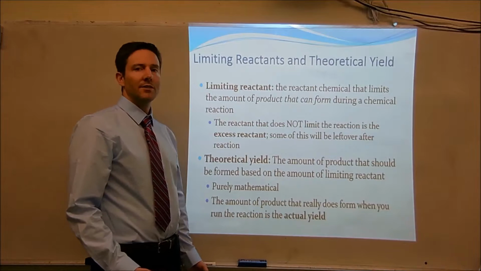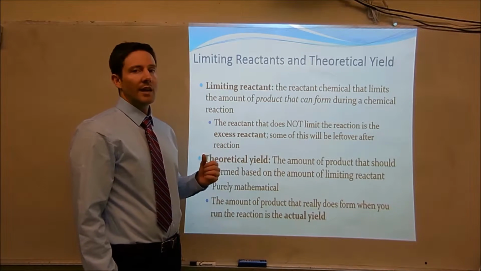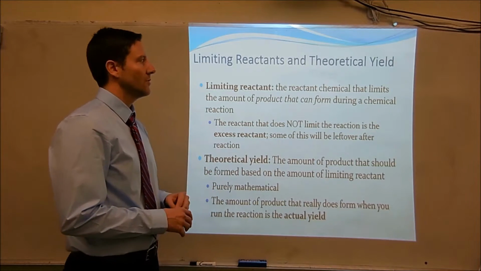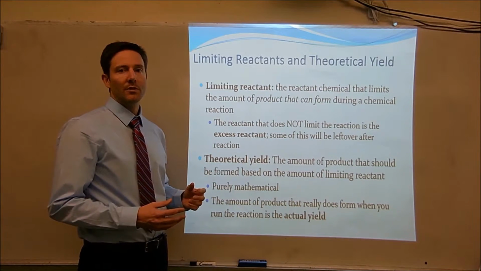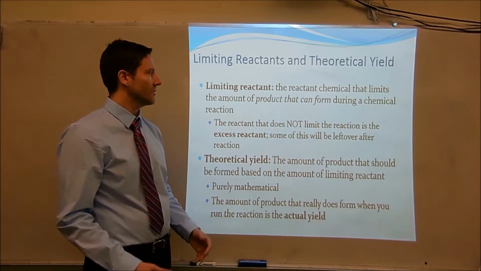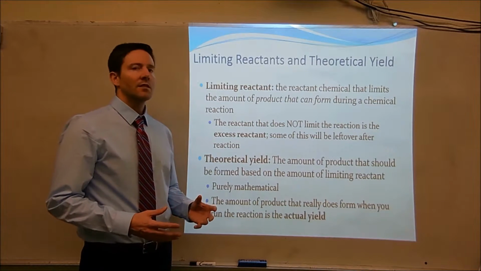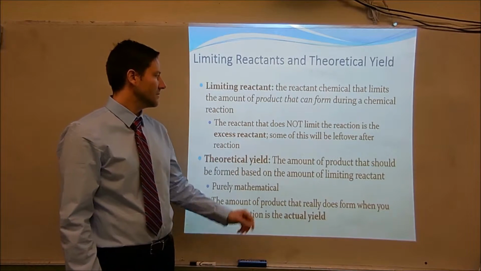Now you can apply these same concepts to chemical reactions. The limiting reactant in a chemical reaction is the reactant that runs out first. When that reactant is used up, you can't make any more product, the reaction stops. Whatever's left over, the other reactant or reactants, that's called the excess reactant.